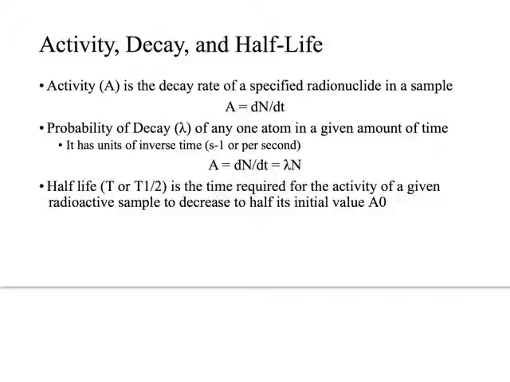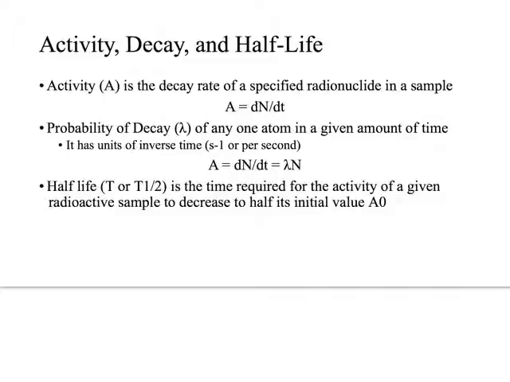So activity, A. Forget what I said about atomic numbers. A for our purposes means activity, and it's the decay rate of a specified radionuclide. So if we have an amount of tritium, we are talking about its activity, at what rate it will decay.